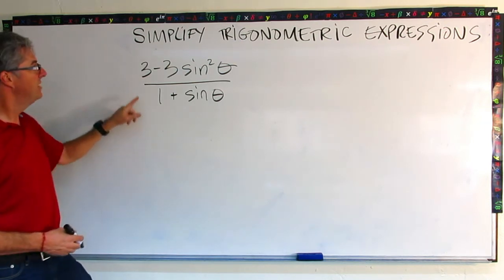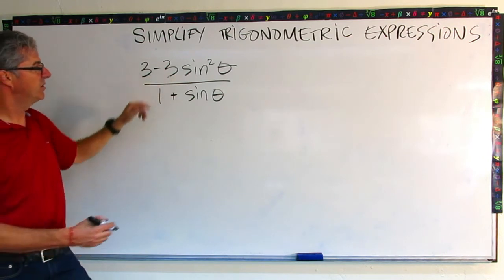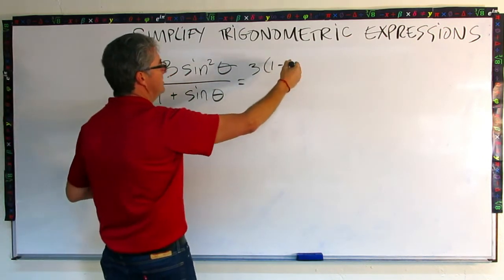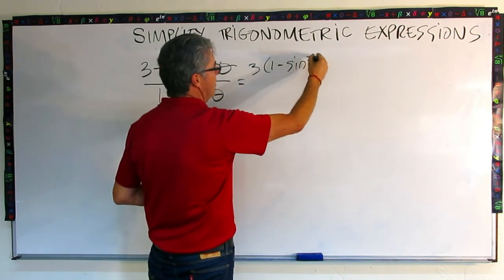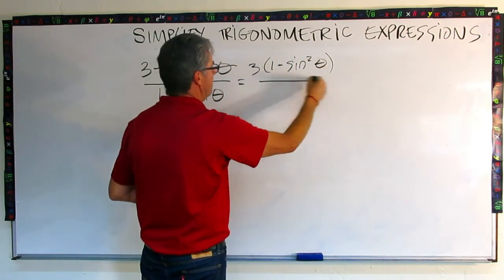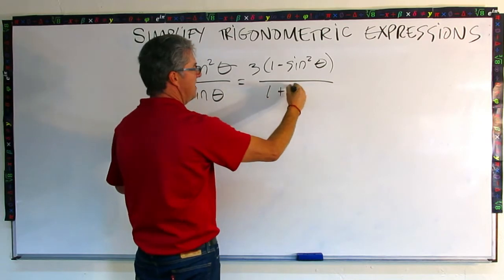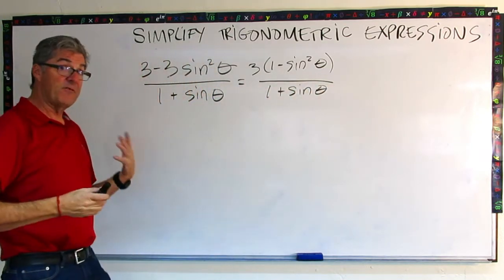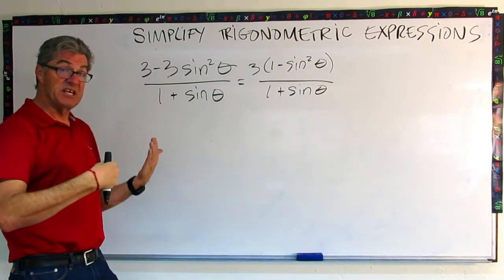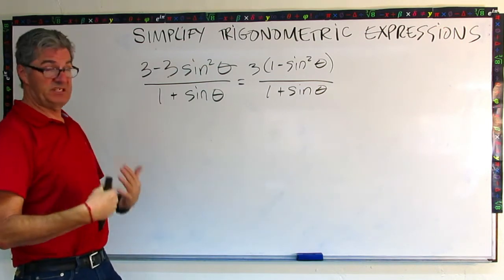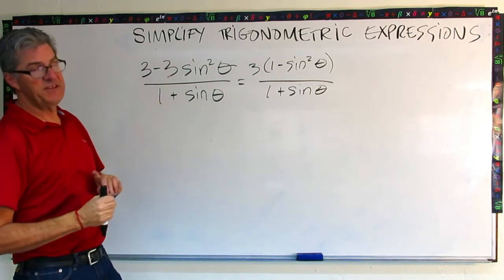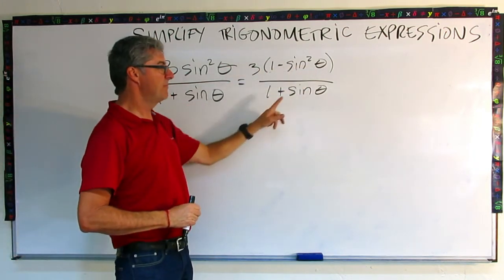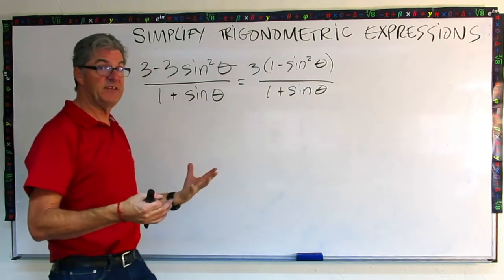So my first step, I'm going to notice there's a 3 in both these terms. So I'm going to write this as 3 times 1 minus sine squared theta. I'm going to leave this as 1 plus sine theta. Now, when I have a fraction, canceling is your best way to simplify. But I don't see anything I can cancel right now. This is 1 minus sine squared theta. This is 1 plus sine theta. There's really nothing I can cancel.